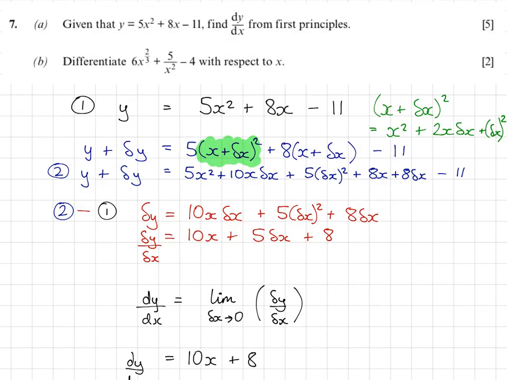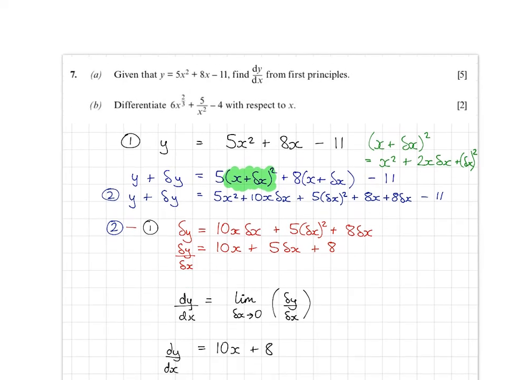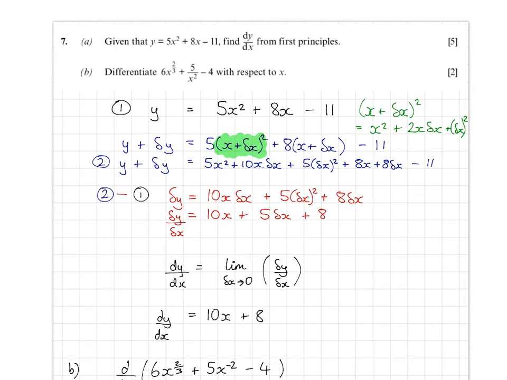For question 7, differentiation from first principles. I'm not going to go through all the steps on that. Pretty standard piece of maths. It comes up every year. Need to know the definition. Basically, whatever your first equation is, you say y plus a little bit of y, which we call delta y, is equal to x plus a little bit of x, which we call delta x.